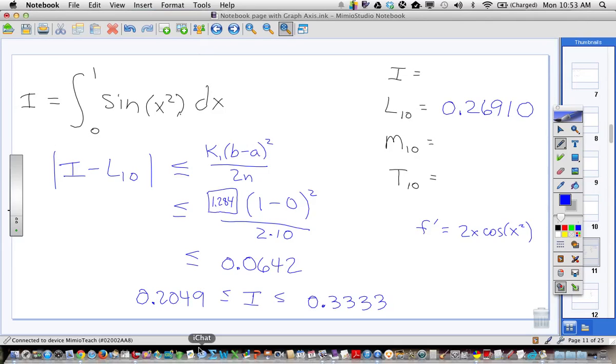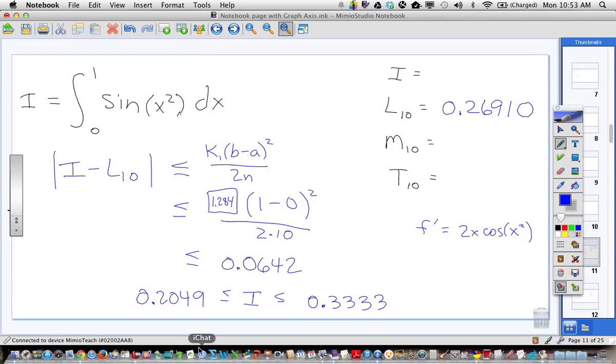Now, and again, that's not that useful. That's a pretty big gap from 0.2 to 0.3. Yeah, it's a fairly big gap, but we know it's in there. Now, what would have been better? More rectangles, right? If we'd have done an L100, we'd have had a more useful bound, right?